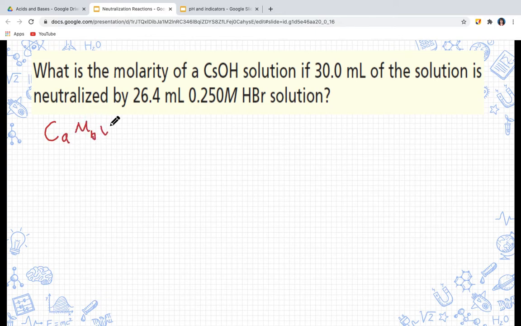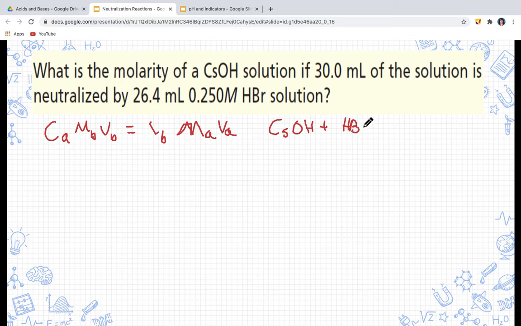First of all, something that I know, I'm going to need to use this CbMbVb equals CaMaVa equation. And I'm also going to want to use a neutralization equation so I know what my coefficients are.